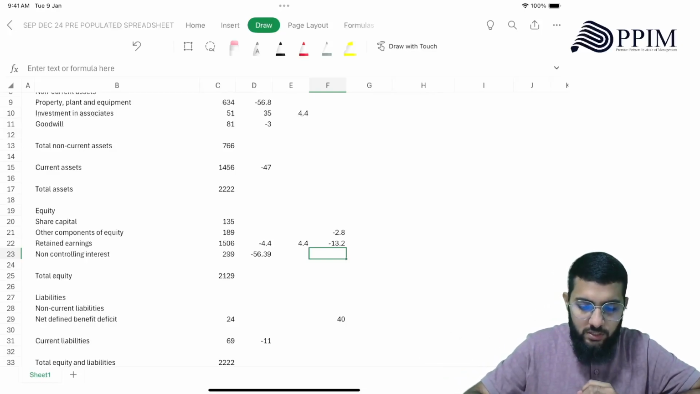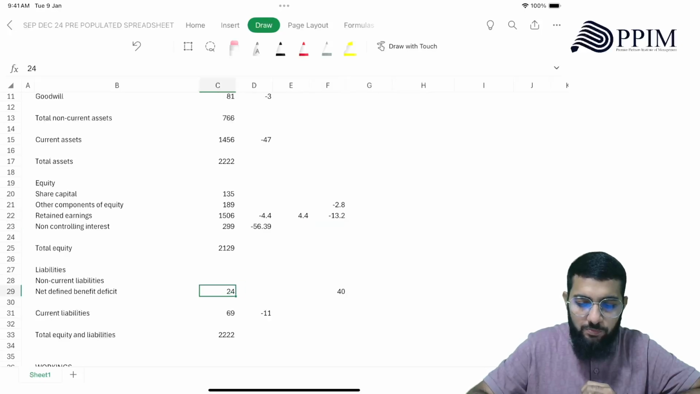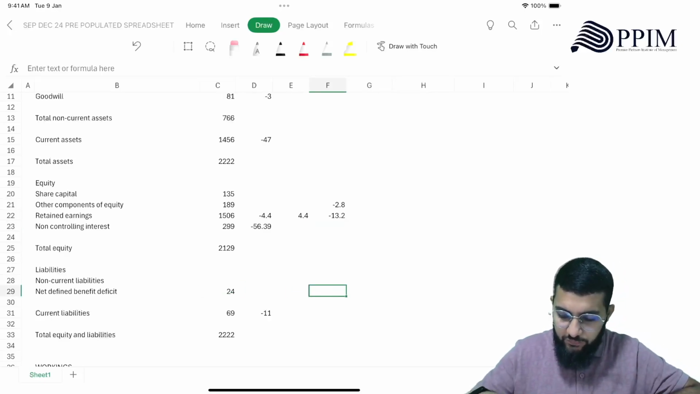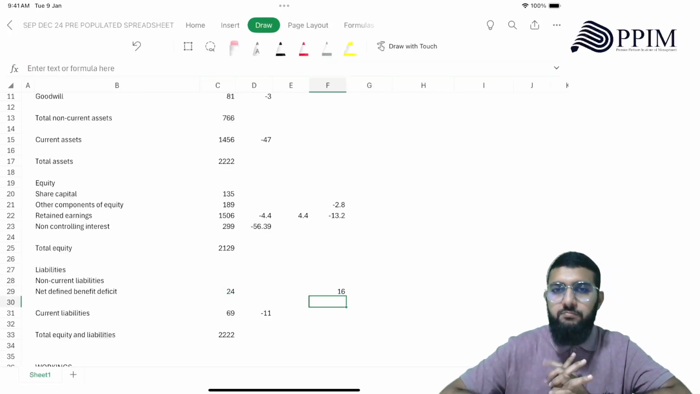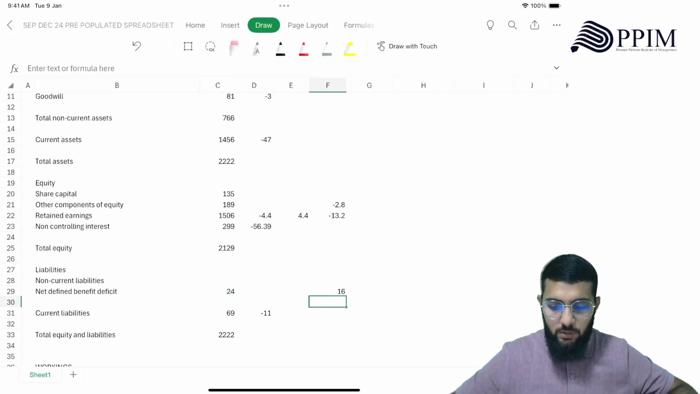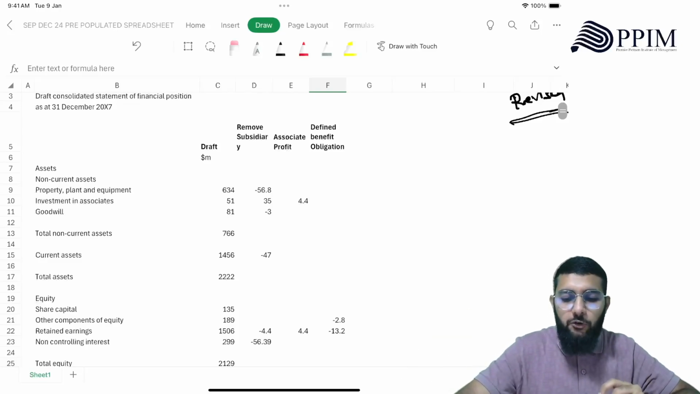Right. So here they've already given the net defined benefit deficit of 24. So it becomes 40 at the end. So we know the difference will be 40 minus 24. That's 16. Okay. So that's in one line. Or if you want, you can even break it down. How do you break it down?